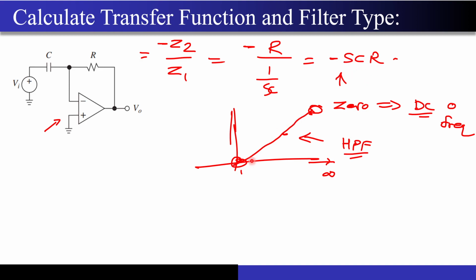Correct? So at zero frequencies, the Vout will be heavily attenuated. At very high frequencies, I am getting a lot of gain. So it is acting like a high pass filter, and as you can easily identify from your courses on op-amps, this is nothing but a differentiator circuit.